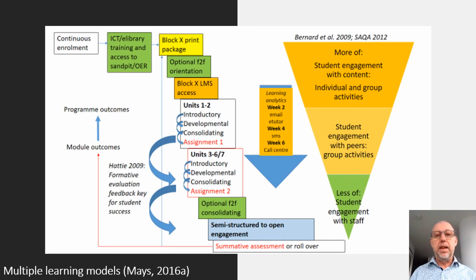After completing Assignment 1 and getting feedback, they continue in their studies with Units 3 to 6, sometimes 7 units, again with introductory, developmental and consolidating activities that feed into Assignment 2. Towards the end of the program, they have another opportunity to attend an optional face-to-face consolidating meeting, and then there's some online semi-structured to open engagement and discussion that follows that before the learners make a decision about whether they want to sit the examinations or whatever summative assessment is required, or roll over and delay the assessment to the next cycle. The thinking underpinning this approach is that everything should be driven by the program's intended outcomes, which are broken down into module outcomes, and that formative evaluation is a key part of the teaching process.